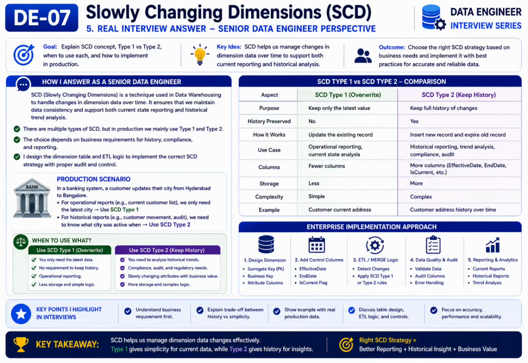So that brings us to the end of today's episode on slowly changing dimensions, type 1 versus type 2. Here the biggest takeaway is type 1 is focused on the latest data by overwriting existing values, while type 2 preserves complete history by creating new records. The right choice always depends on business requirements.